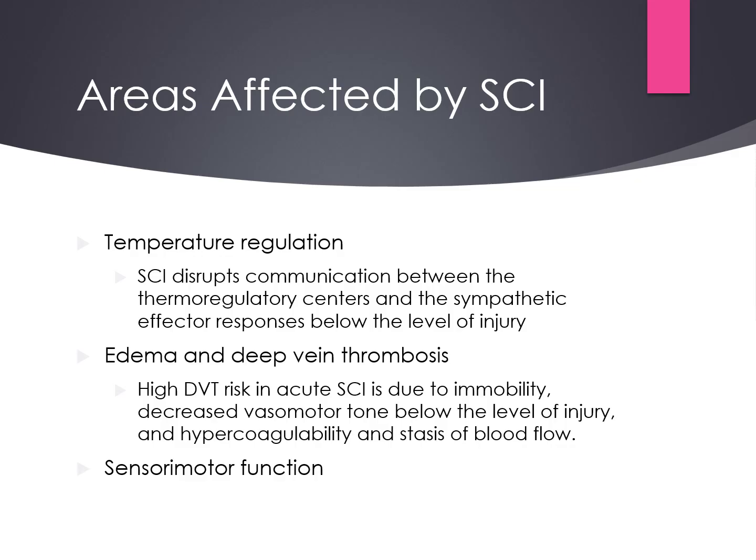Patients with spinal cord injury also experience things like temperature dysregulation. Spinal cord injury can disrupt the communication between the thermoregulatory centers in the brain and the sympathetic effector response below the level of injury. They also often develop things like edema, and they're at high risk of deep vein thrombosis in SCI because of immobility. They also, because of loss of ANS control, have decreased vasomotor tone below the level of the injury, and that causes hypercoagulability and stasis of blood flow. So monitoring these folks for DVT is important. And they also get significant loss of sensory motor function.